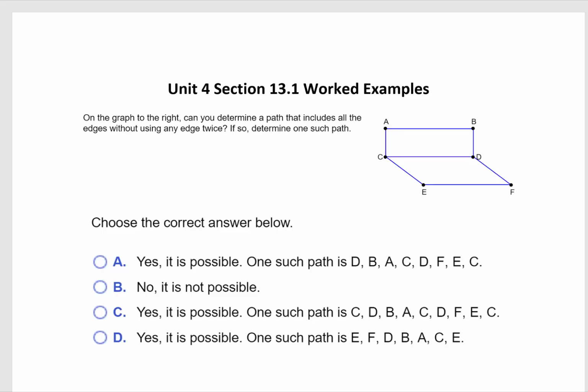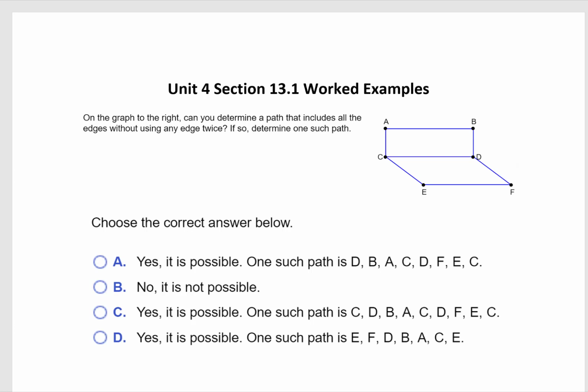Unit 4, Section 13.1 Worked Examples. On the graph to the right, can you determine a path that includes all the edges without using any edge twice? If so, determine such a path. Remember, a path does not have to start and end at the same vertex.